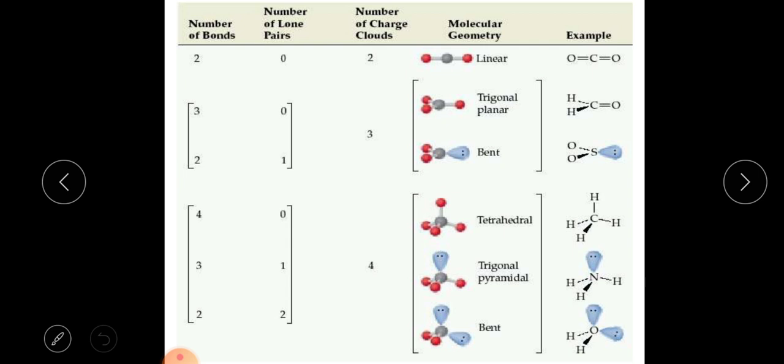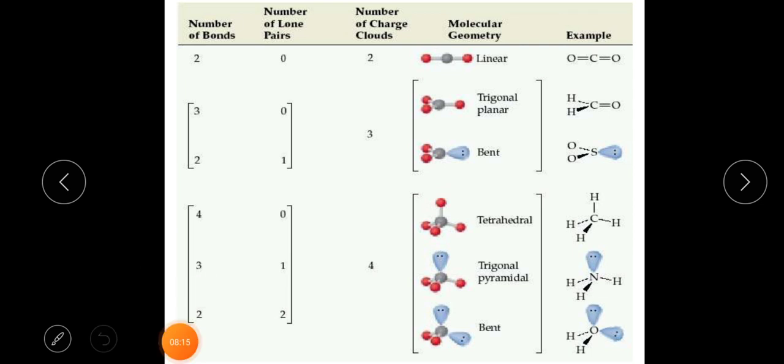Whenever you have 2 bond pairs, the geometry is linear, and if you have 3 bond pairs and 0 lone pairs, it is trigonal planar. 2 and 1, then it is called bent. Then with 4 electron pairs, if all are bond pairs, it is tetrahedral. 3 bond pairs and 1 lone pair, it is trigonal pyramid. 2 and 2, it is bend shape. You can work it out by reducing from here. Now there are 4 electron pairs; draw the tetrahedral and give one lone pair, and the remaining geometry is the trigonal pyramid. Then 2 and 2 is called a bend shape.